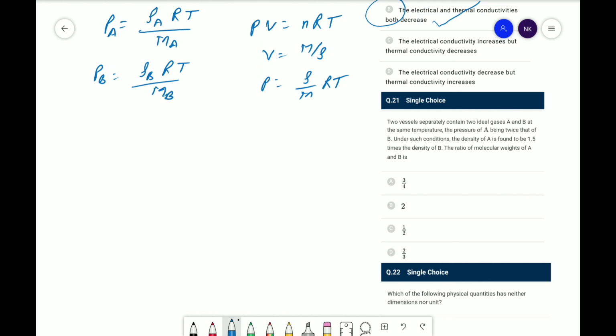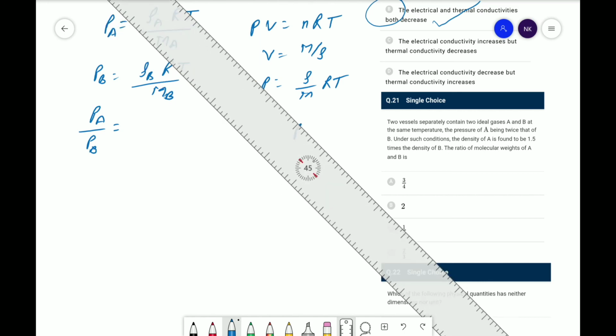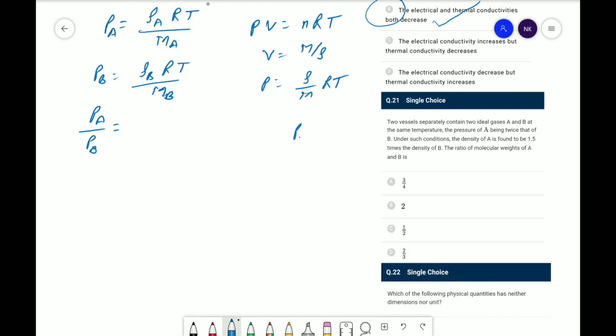Now according to the question, PA upon PB, if we compare rho A and rho B. First thing, what was given: two vessels separately contain two ideal gases A and B at the same temperature, the pressure of A being twice that of B. Pressure of A being twice that of B means PA upon PB is equal to 2.